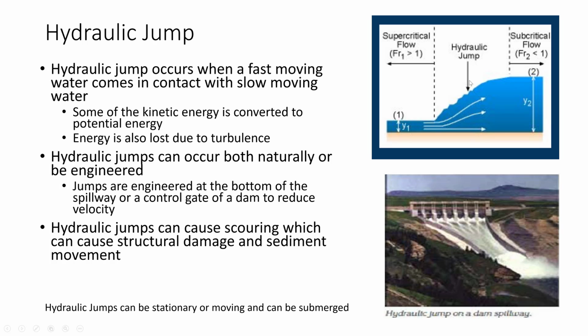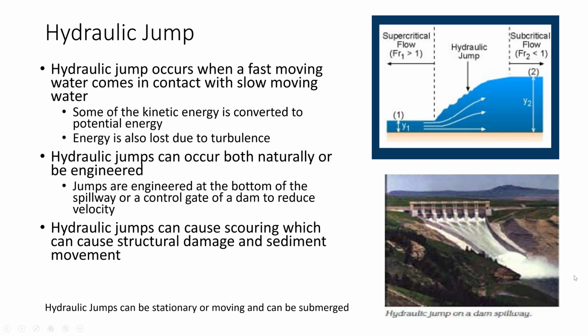As this process happens, there is a considerable amount of energy that's lost due to turbulence, which causes the water to slow down. Hydraulic jumps can occur both naturally or can be engineered. We typically engineer hydraulic jumps at the bottom of a spillway or a control gate of a dam to reduce the velocity of the incoming flow, the flow that is coming out of the dam, to make sure that we don't have flooding or scouring happening downstream.